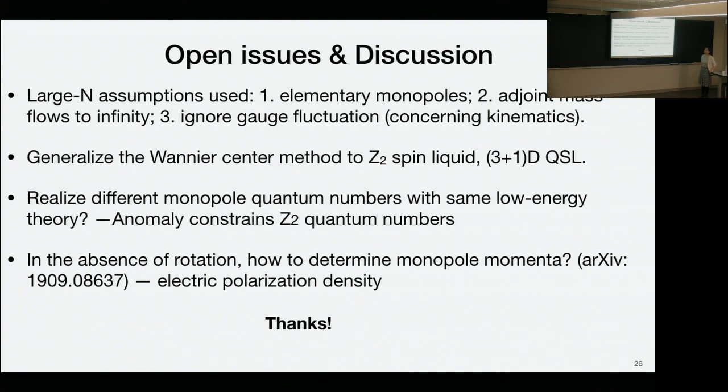An unresolved problem is whether it's possible to realize different Berry phases. As you remember, on the triangular lattice, the translation Berry phase has three alternatives, right? It's either 0 or plus or minus 2π/3. And here we find that they pick the 2π/3 choice. But is it possible to realize, say, the 0 Berry phase or minus 2π/3 on the triangular lattice with the same PSG and with the same low energy theory? Namely, to what extent is the monopole quantum number constrained by some anomaly?